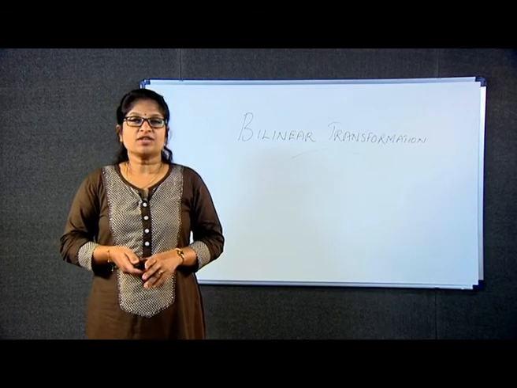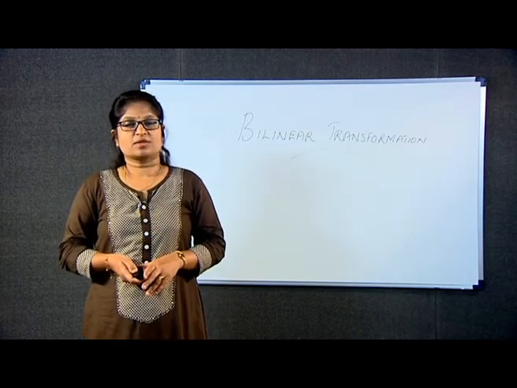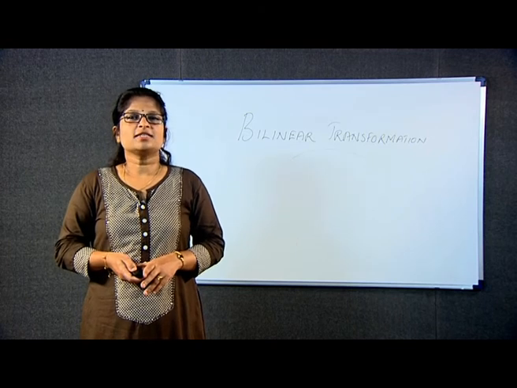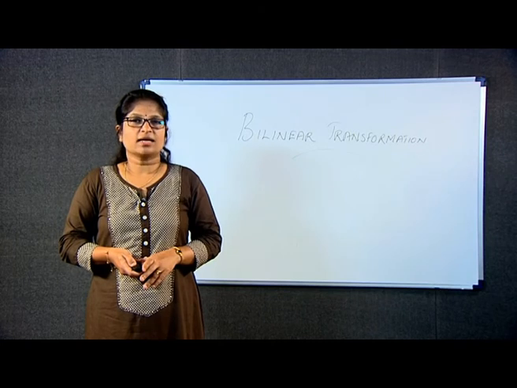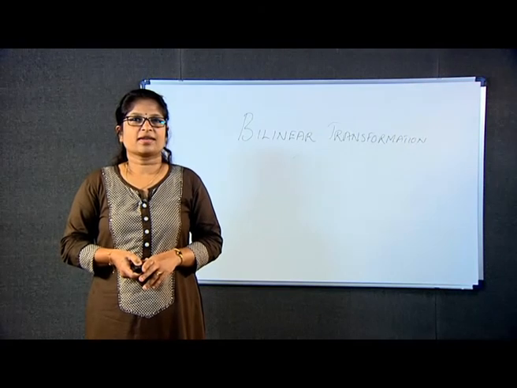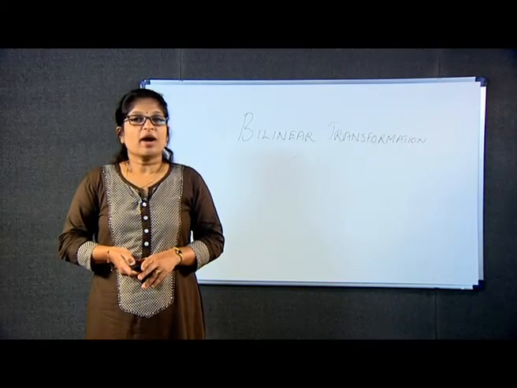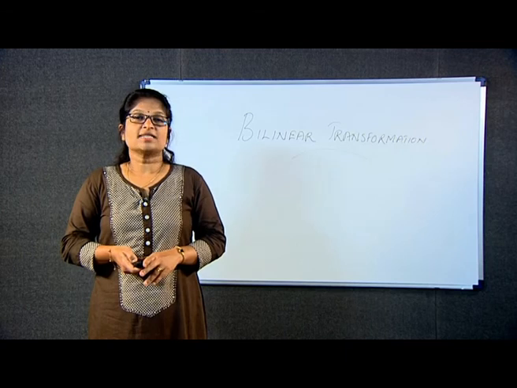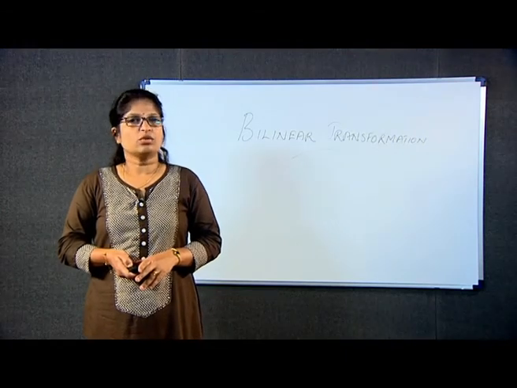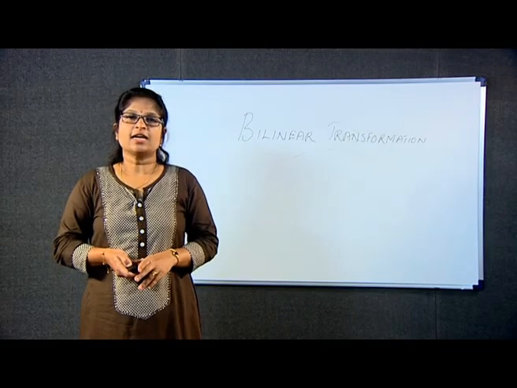We have actually introduced it as an example for the conformal mapping. So, what is a conformal mapping? It is a mapping which preserves the angles between the curves. Also, why do you call it bilinear transformation? The transformation is actually linear in both the variables z and w, hence we call it a bilinear transformation.